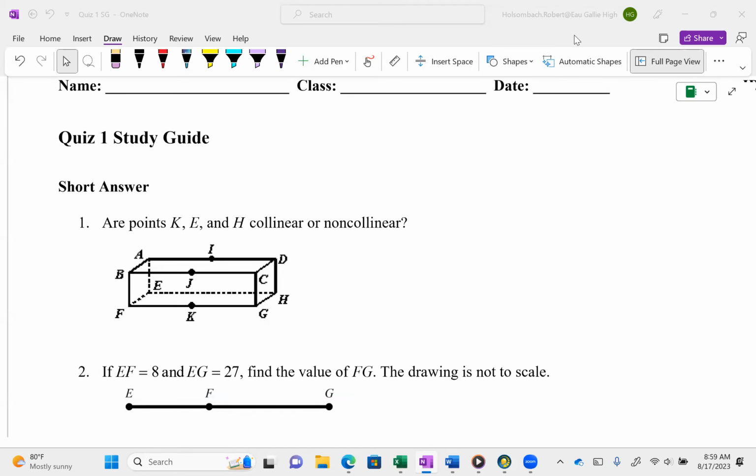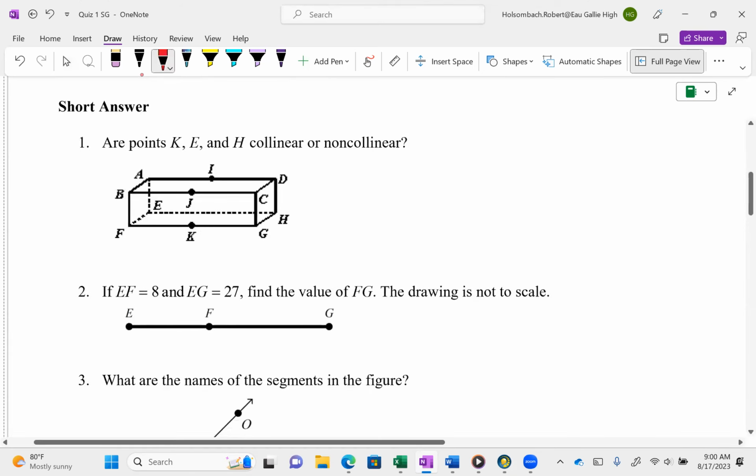All right, so here we go. This is your quiz one study guide, and you can take your notes. You can take them on the study guide if you want, or you can take them separately and leave your study guide clean so you could rework problems on there without seeing your old notes. That's up to you. So this first question here, short answer, are points K, E, and H collinear or non-collinear?